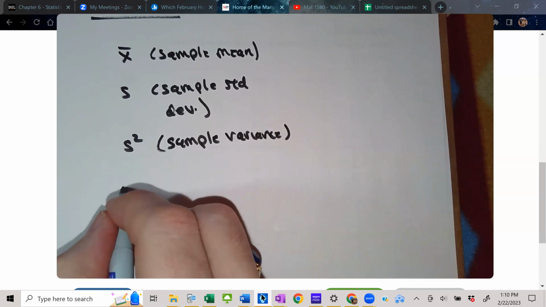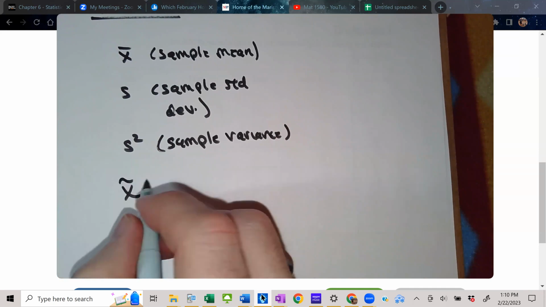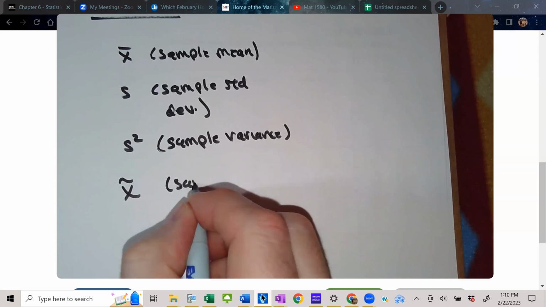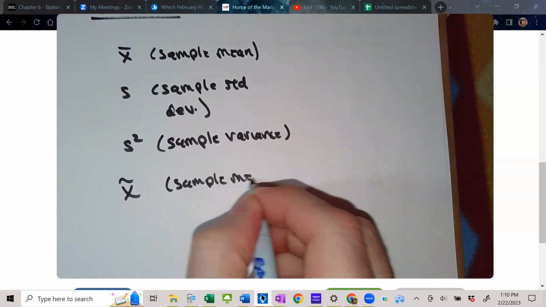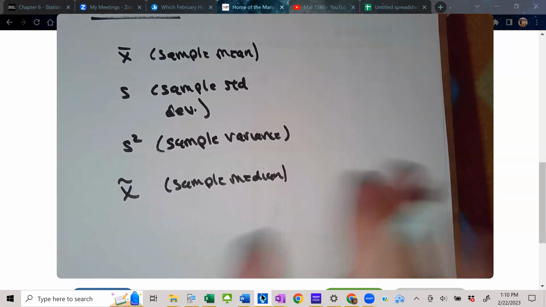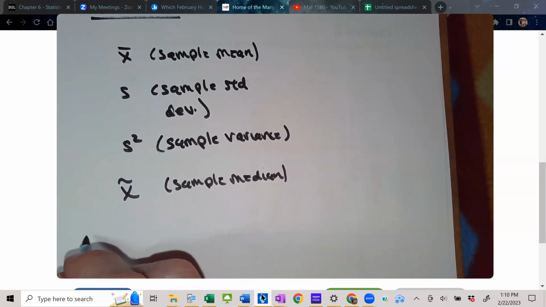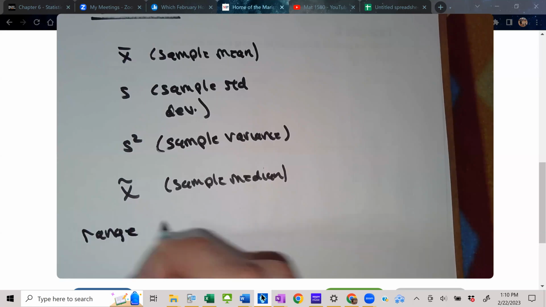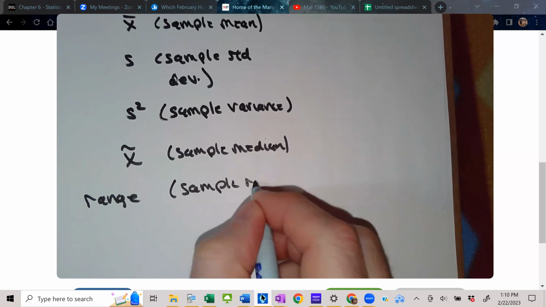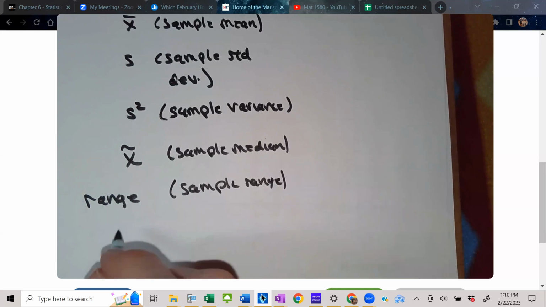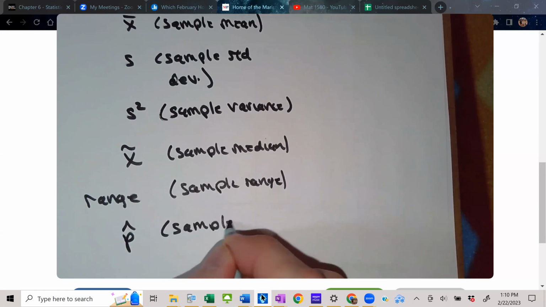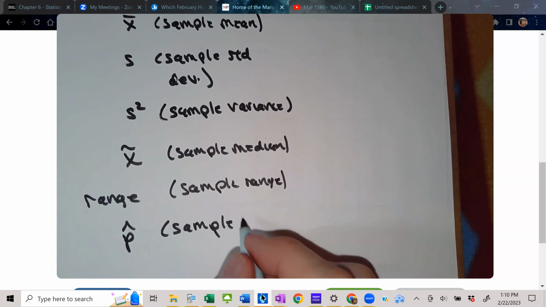And then I don't see this notation used very often. X tilde is the median. Sample median. And that might actually be the population median. I'm not sure. We can look at the range. I don't have a symbol for that. Sample range. And the last one is P hat. That's your sample proportion.